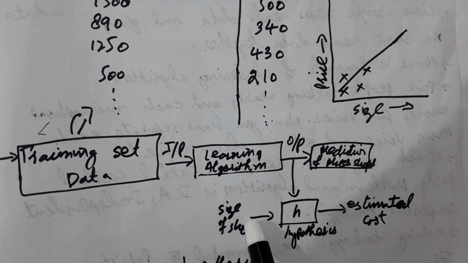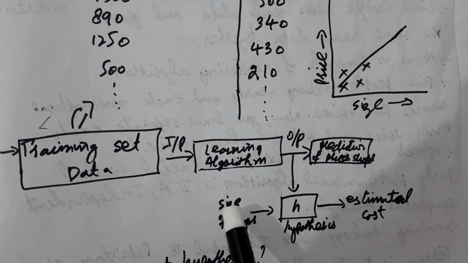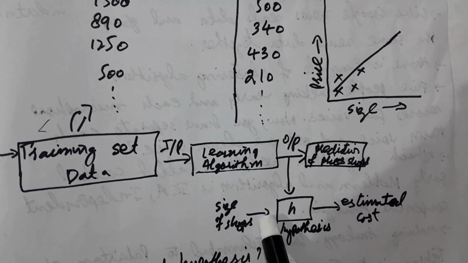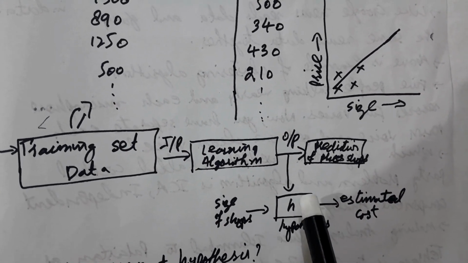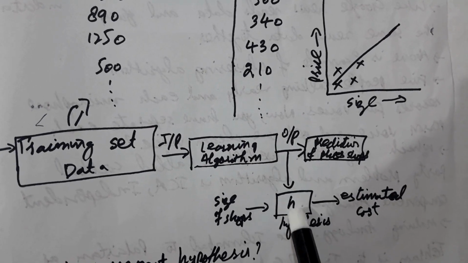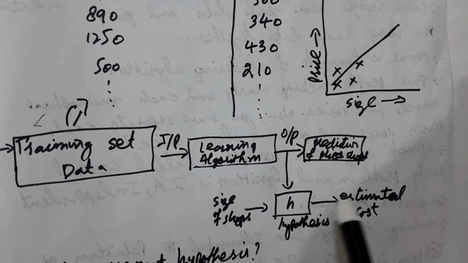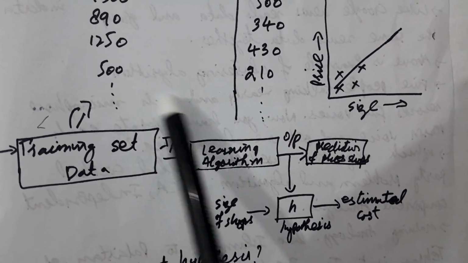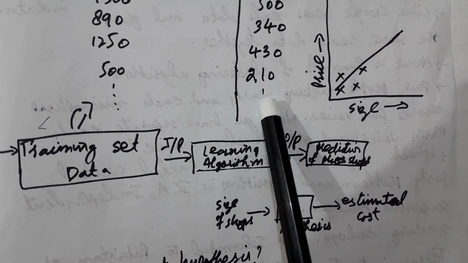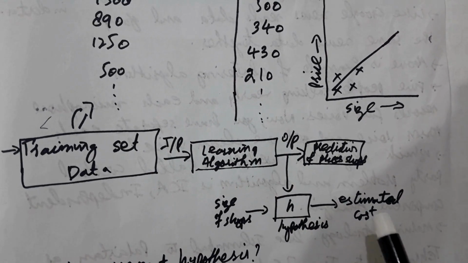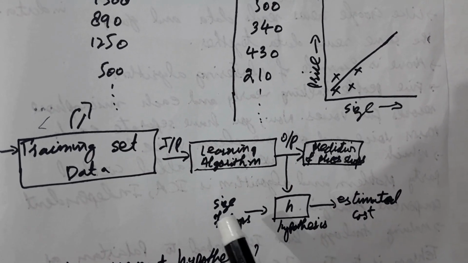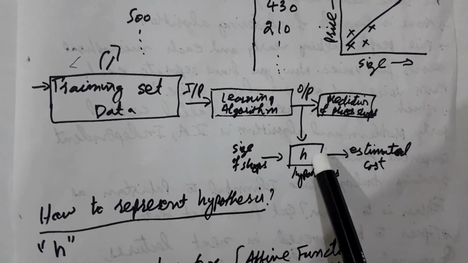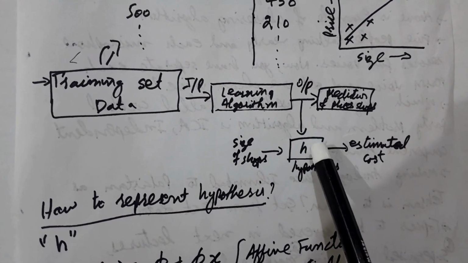Now the same example can be explained. The size of the shop, that 700, is provided. H stands for hypothesis. We get some hypothesis and the estimated cost. For example, I told you 700 feet square. Now its estimated cost or price we can get from here. So that hypothesis is very important in learning algorithms.